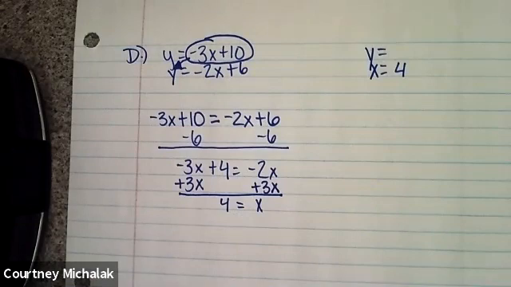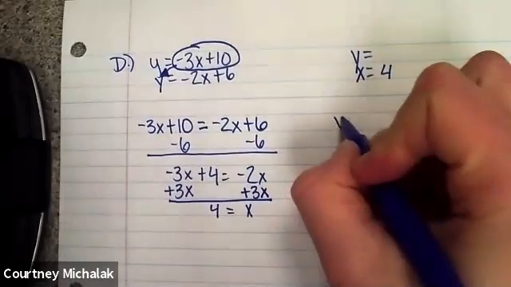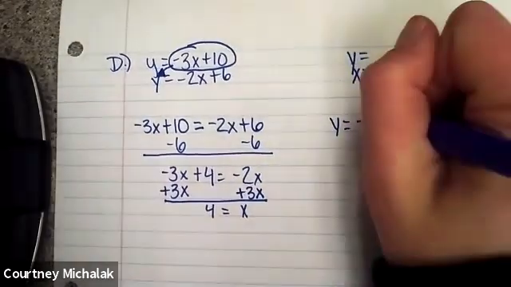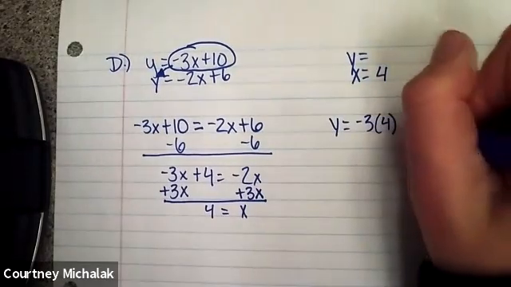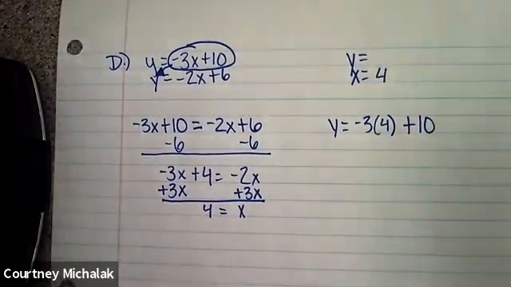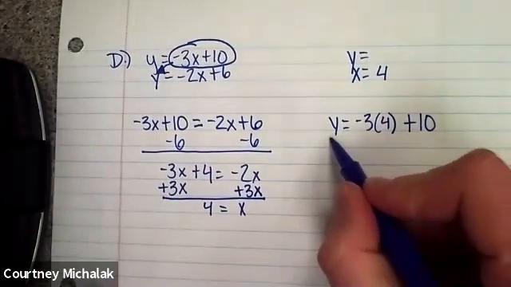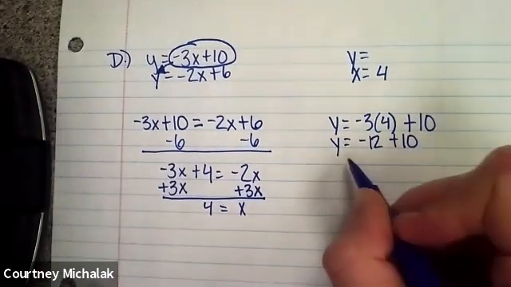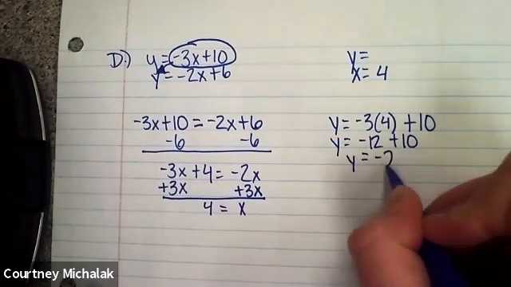Sorry, hold on, look at my paper here. I'm substituting what I know x to be into that equation. So y equals -3 times x, and remember x is 4, plus 10. And then I'm just going to simplify here. So y equals, this would be -12 plus 10. Y equals -2.